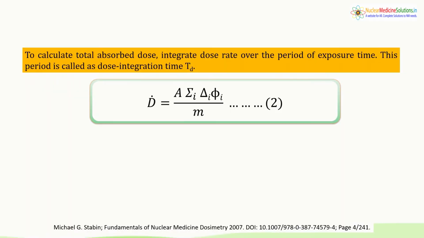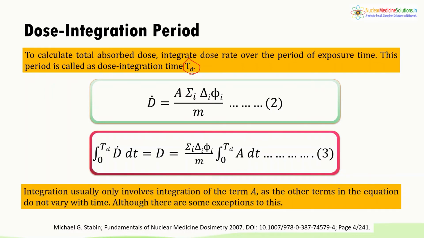To calculate absorbed dose, we need to integrate this dose rate formula over the period of exposure time. This exposure time is called the dose integration time, and it is represented as TD. So the equation of D dot integrated over the period of time TD will become absorbed dose, and it will be equal to sigma i delta i phi i divided by m, integrated over the period of time TD A dt.